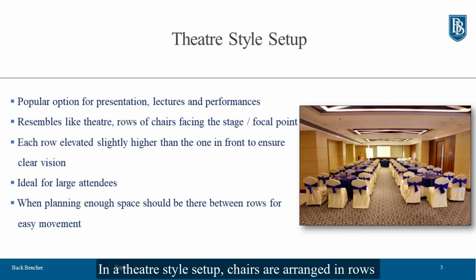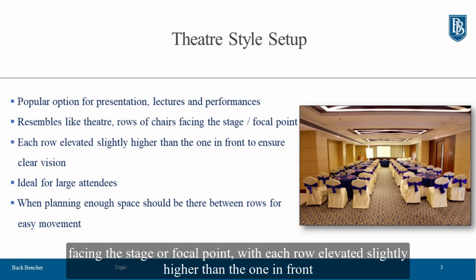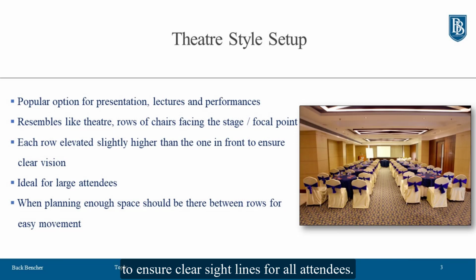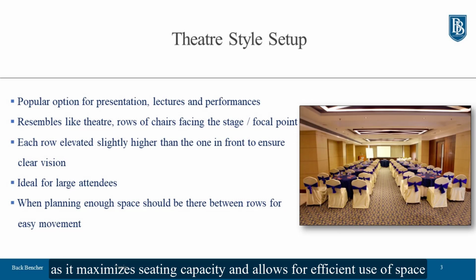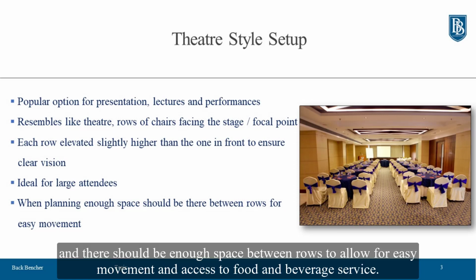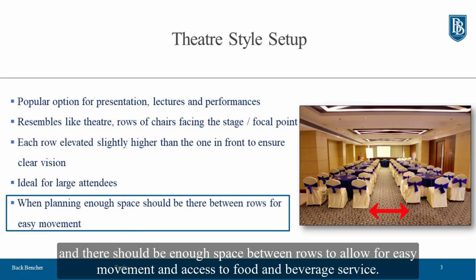In a theater setup, chairs are arranged in rows facing the stage or focal point, with each row elevated slightly higher than the one in the front to ensure clear sight lines for all attendees. This setup is ideal for events with a large number of attendees as it maximizes seating capacity and allows for efficient use of space, and there should be enough space between rows to allow for easy movement and access to food and beverage service.